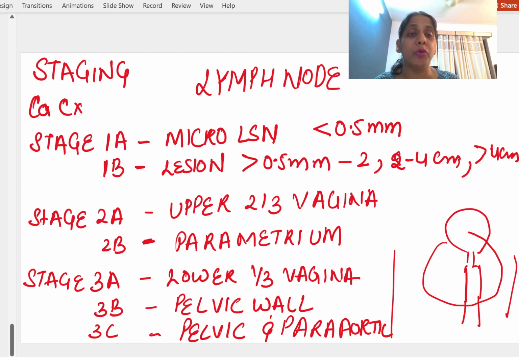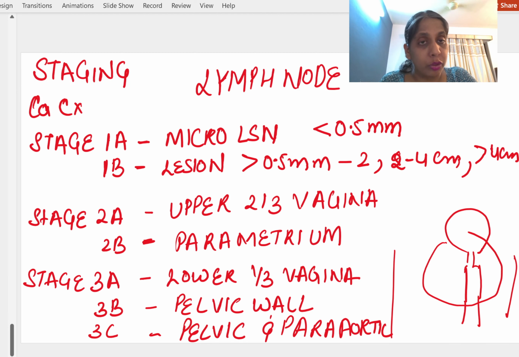In the first stage of every cancer, the disease is limited up to that organ. So CA cervix stage 1 is if it is limited up to the cervix. 1A is a micro lesion less than 0.5 mm. 1B is if that lesion is more than 0.5 mm, then we can see it with our eyes, and we will stage it at stage 1B.